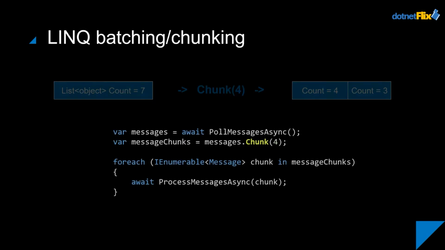One more example of how you would use that in code. Imagine if I pull some messages and I want those messages in separate chunks. I would use the Chunk Linq method on those messages, and I would get an enumerable of messages back in those message chunks that are returned. And then I can process those messages with another method.